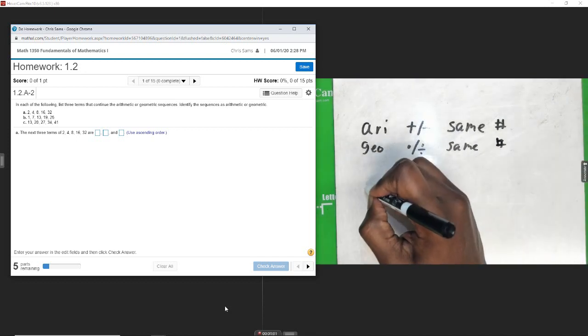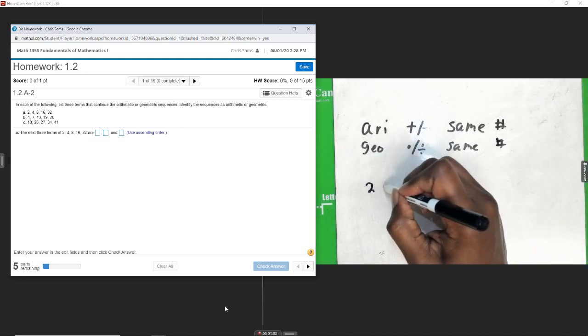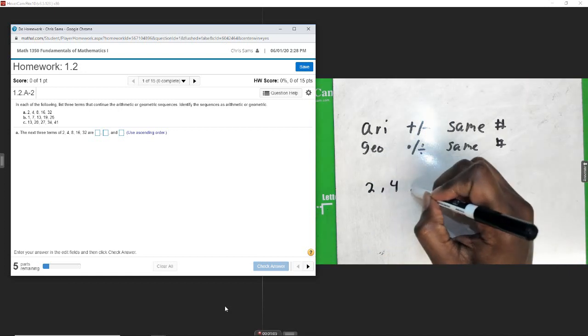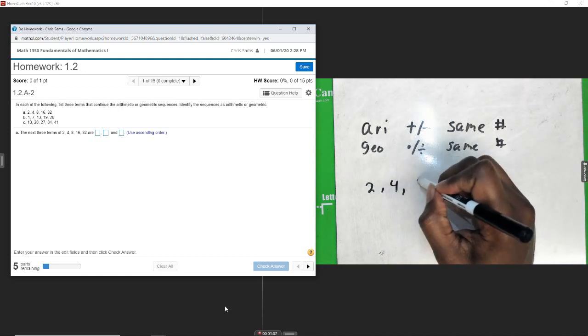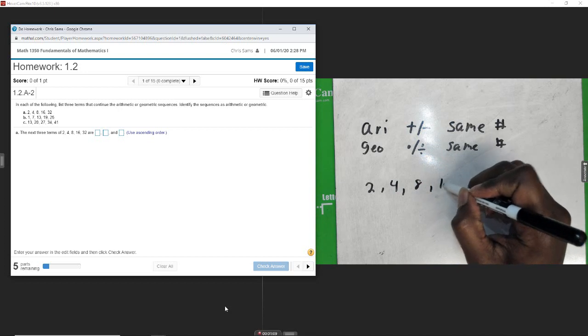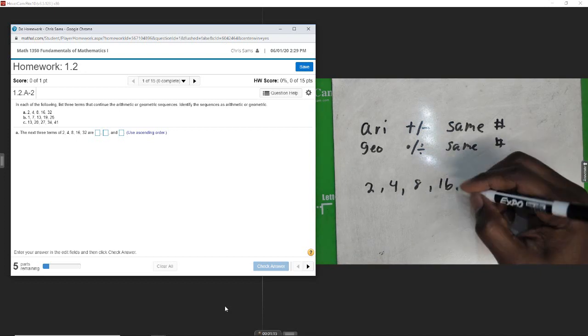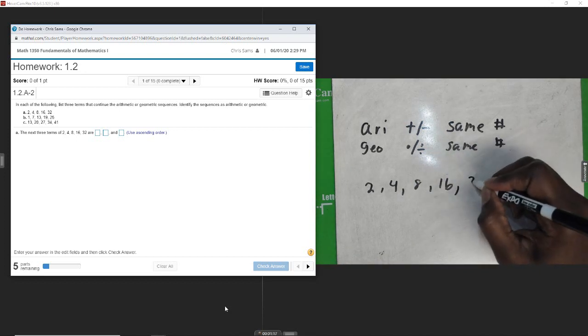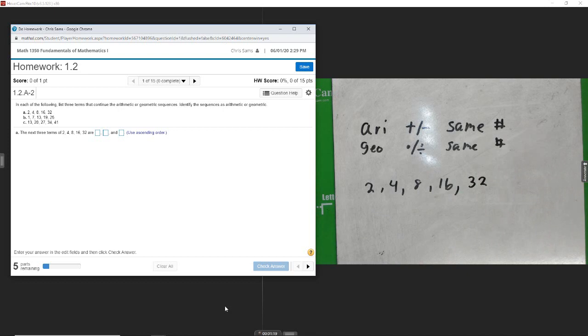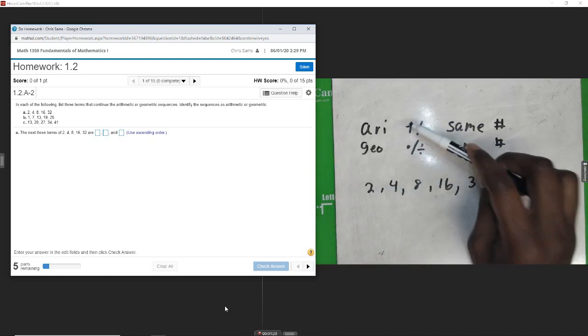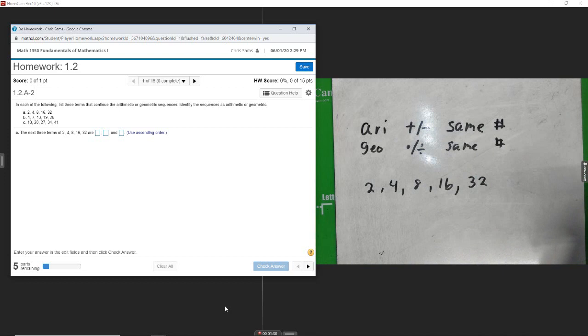So what I do is I look at these. Let's just take A. We have 2, 4, 8, 16, and 32, I guess I need to go ahead and add that. Okay. Is it getting bigger or smaller? And we can see that this is growing. And either it is going to be adding or multiplying the same number every time.